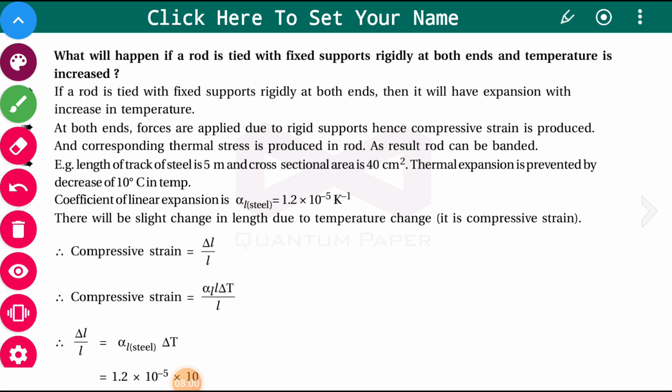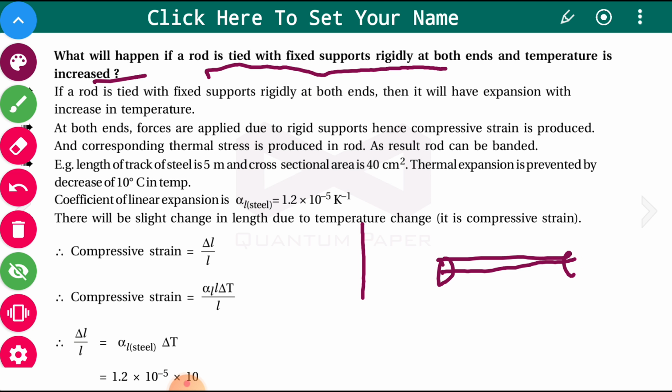Now what will happen if the rod is tied with fixed support rigidly at both ends and temperature is increased? Say for example, a rod is tied rigidly at both the ends, and if you increase the temperature, what will happen? Now say for example you have a steel rod, whose length we consider as 5 meter, and cross sectional area we consider as 40 centimeter square.